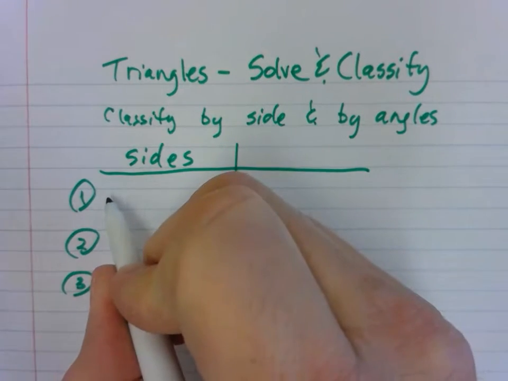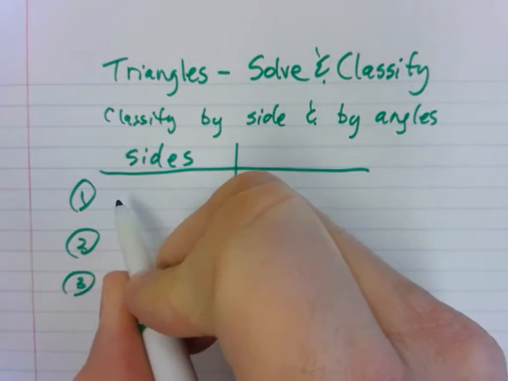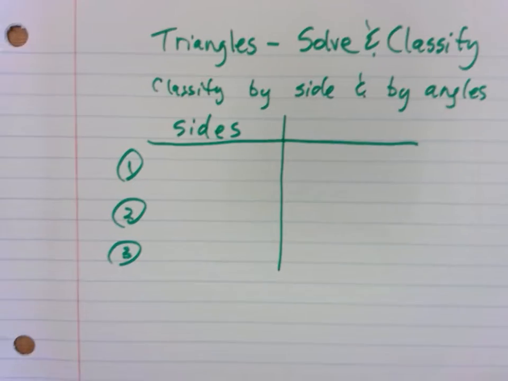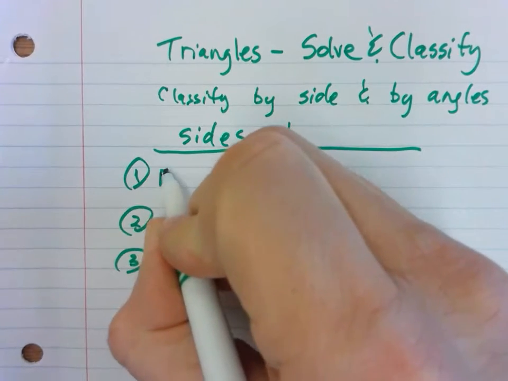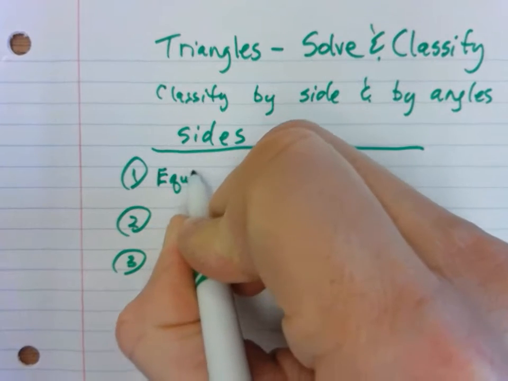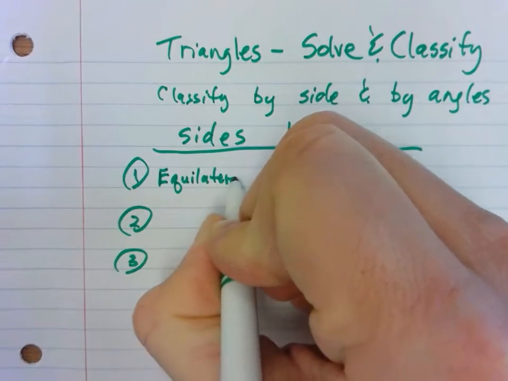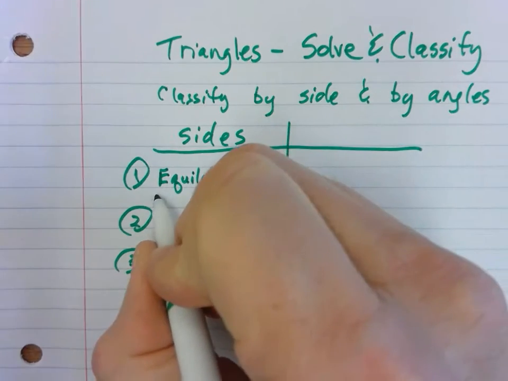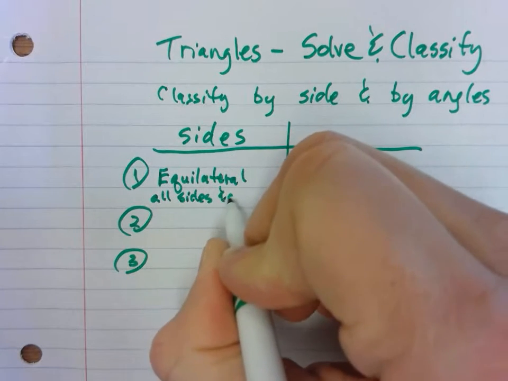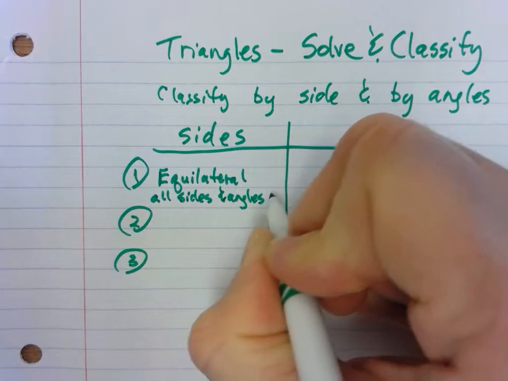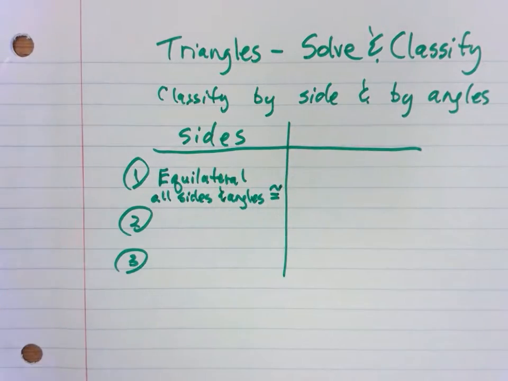If all 3 sides are the same, or all 3 sides are congruent, anybody know what that word is? That would be known as equilateral. That means all sides and all angles are congruent. And our little symbol for congruent, of course, is just that little equal sign with the little wavy line over the top of it. So we got equilateral.